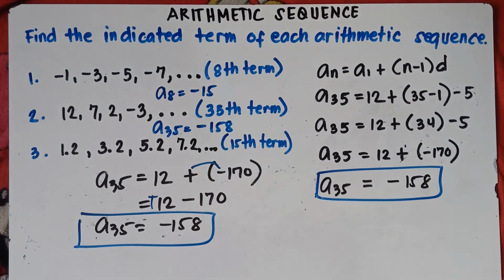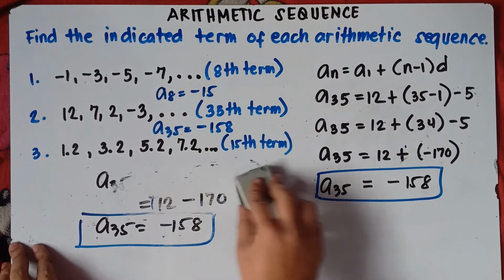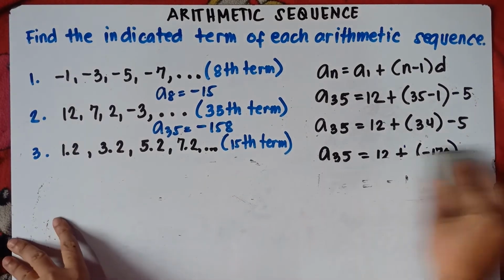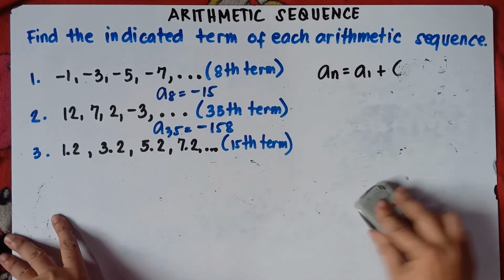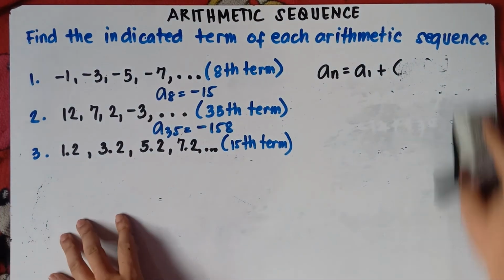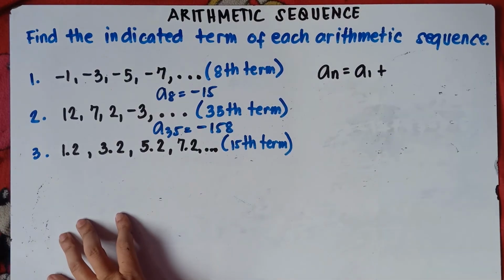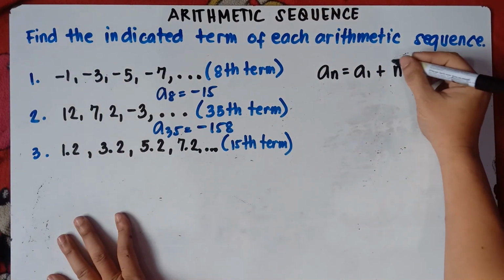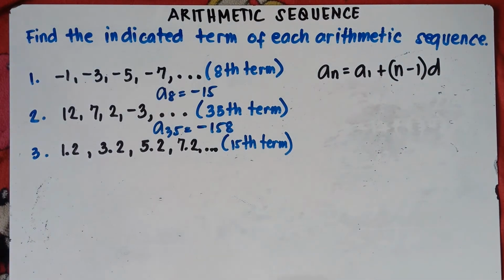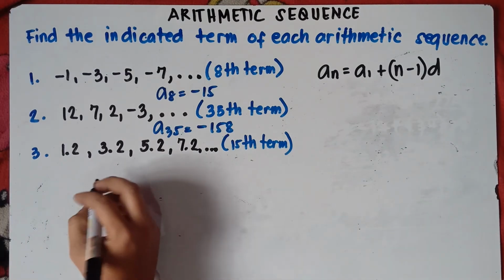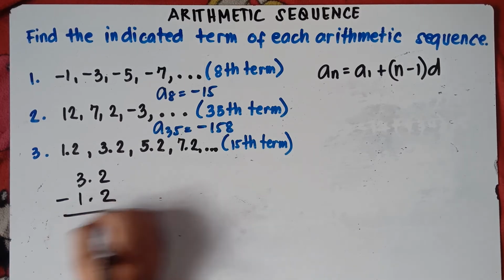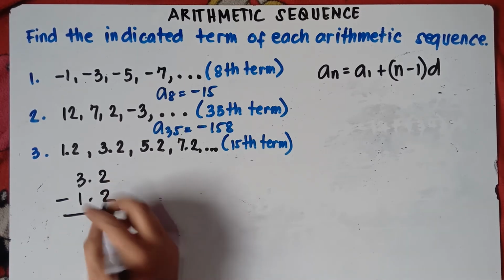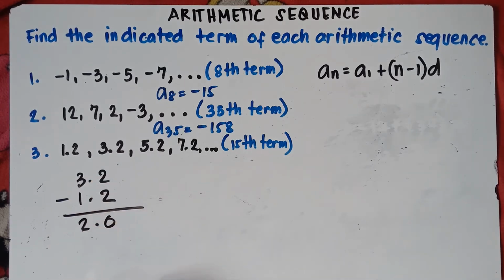Alright, so last one, class. What if we have a decimal? So let's try number 3. So once again, you just need to find the common difference and you use the formula. Okay, I erase the formula, class. So this will be n minus 1 times d. Alright, so subtract the second term by the first term. 3.2 minus 1.2. Of course, 2 minus 2 is 0. 3 minus 1 is 2. So the common difference is 2.